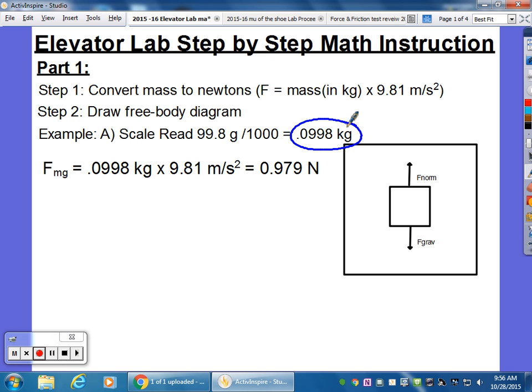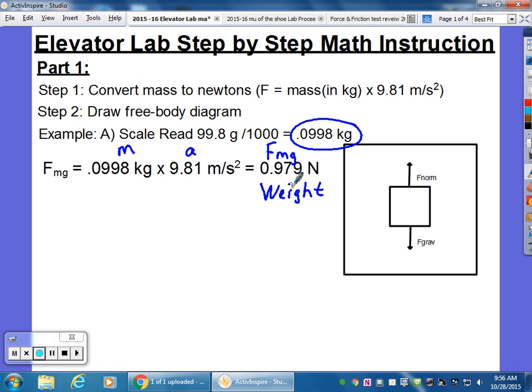In this part, it asked us to convert it into newtons. To convert a mass into newtons, you have to multiply by acceleration. So this would be the mass times the acceleration, and this is our force, mg, mass times gravity, also known as the weight of the object. So we're going to use that all the way throughout this lab.